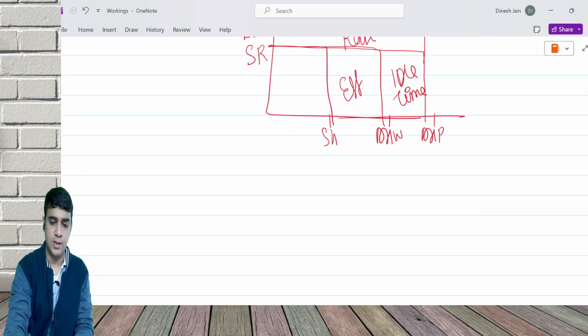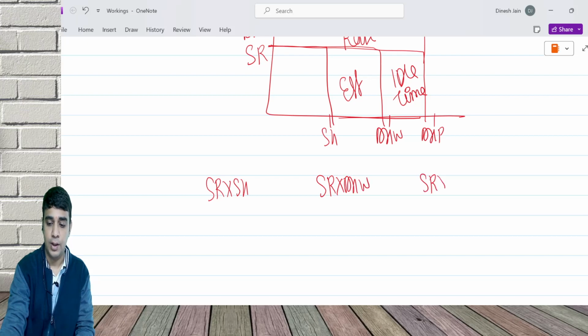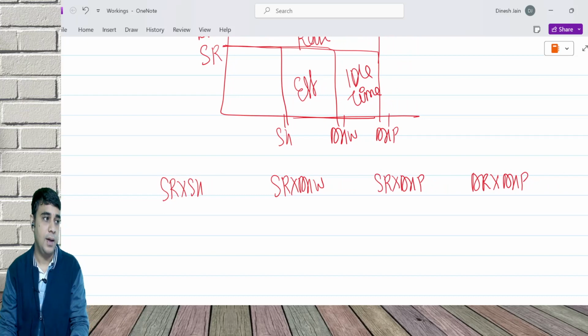Let's put this now. SR into SH, SR into AHW, SR into AHP, AR into AHP. SR into SH, SR into AHW, SR into AHP, and AR into AHP.